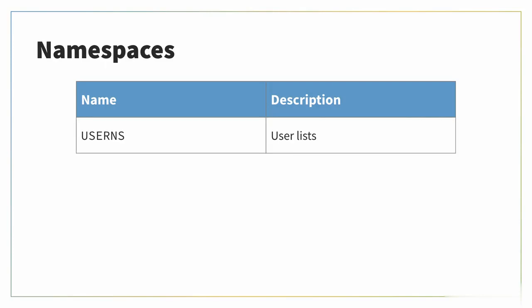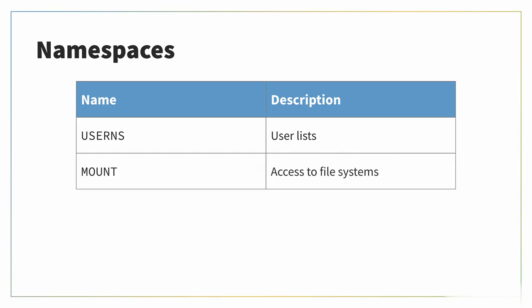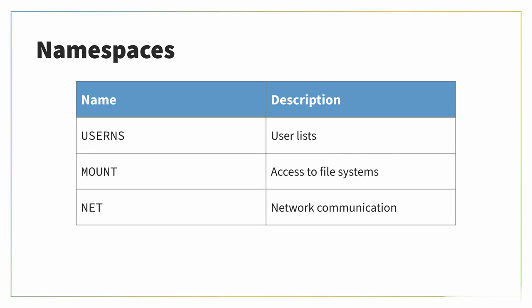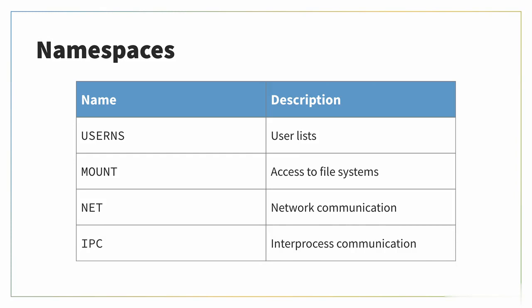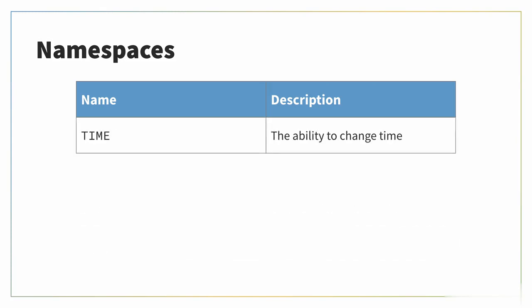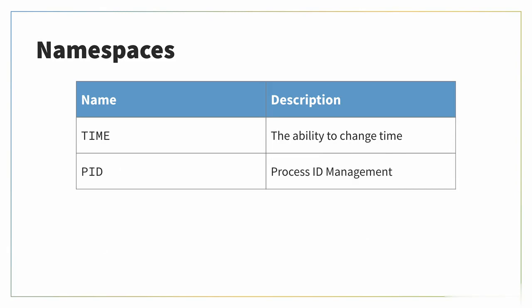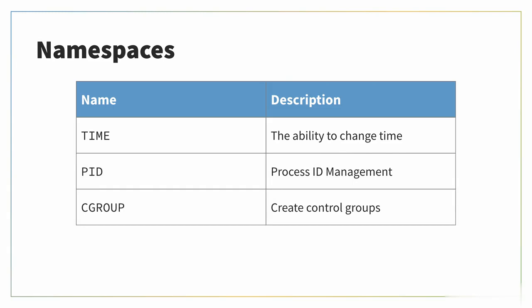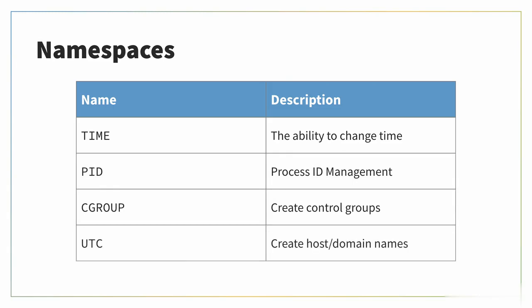The ability to view and create users through the user ns namespace, access to file systems through the mount namespace, network communication abilities through the net namespace, interprocess communication through the IPC namespace, the ability to change time through the time namespace, process ID management through the PID namespace or PID, the ability to create and list control groups through the cgroup namespace, and the ability to create host and domain names through the UTS namespace.